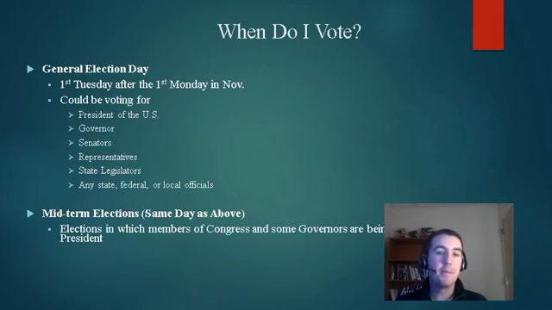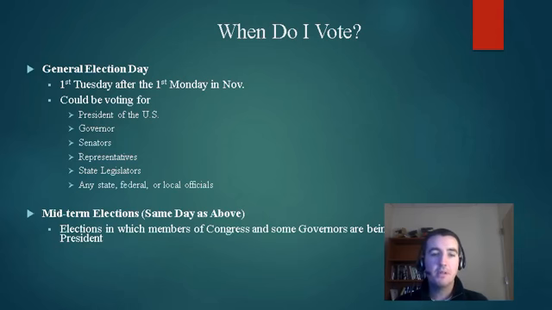When does this happen? It happens in November. It's the first Tuesday after the first Monday in November. And so when you go, who are you going to be voting for? It could be a variety of people. You're either going to be voting for the President of the United States, the Governor of your state, Senator of your state, representatives from your state, or you're going to be voting for state stuff like state senators and state representatives, or you might be voting for a local official, like a mayor, for example.